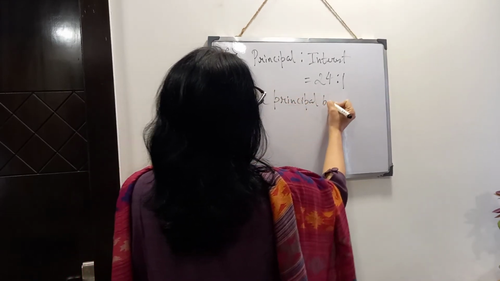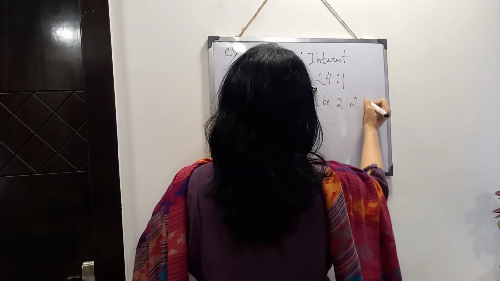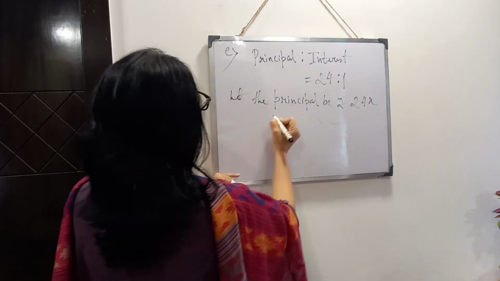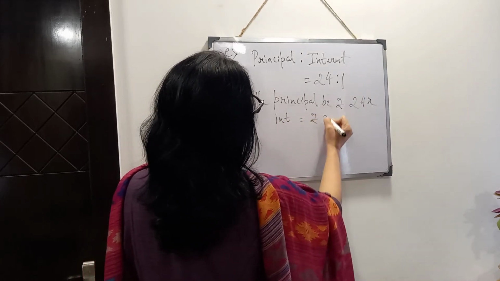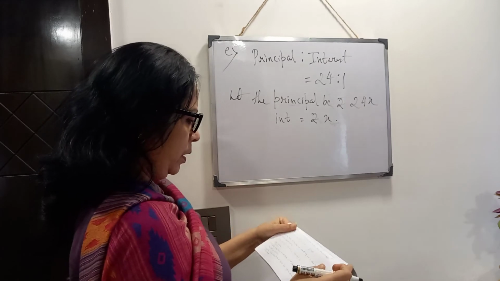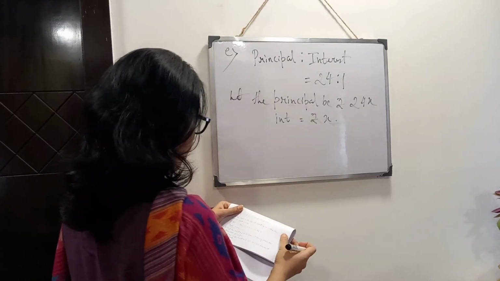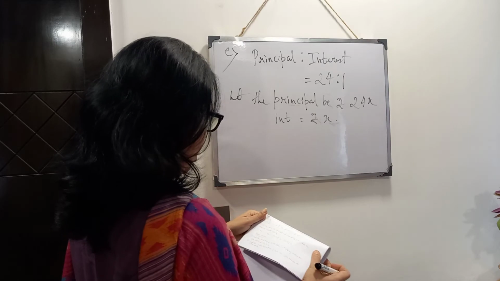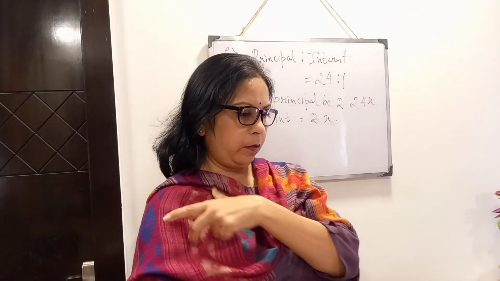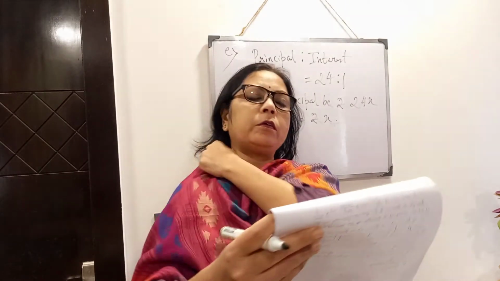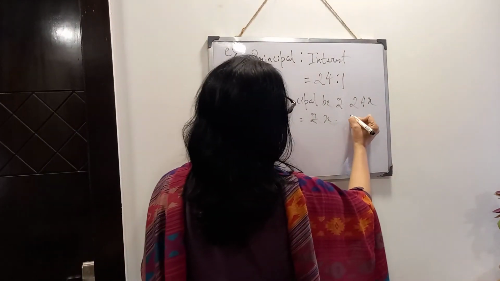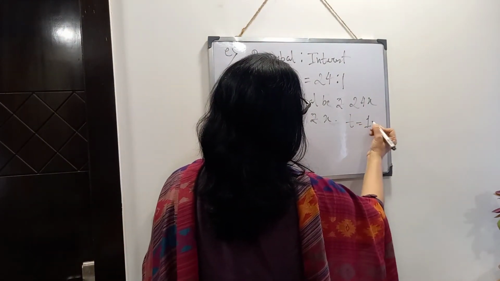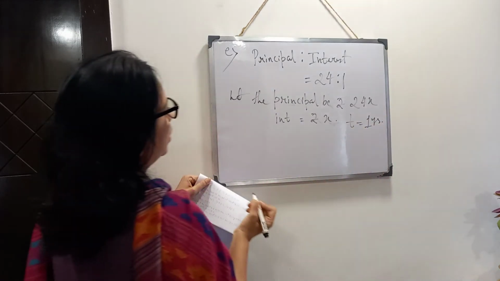principal be rupees 24x and interest rupees x, where x is the common multiple. Clear? Then rate of interest will be this. Here, rate of interest means we have to consider time period as 1. Clear? Rate of interest we have to calculate. So time period will be 1. It is not mentioned, but you have to understand. Rate of interest is, so time period is 1 year.